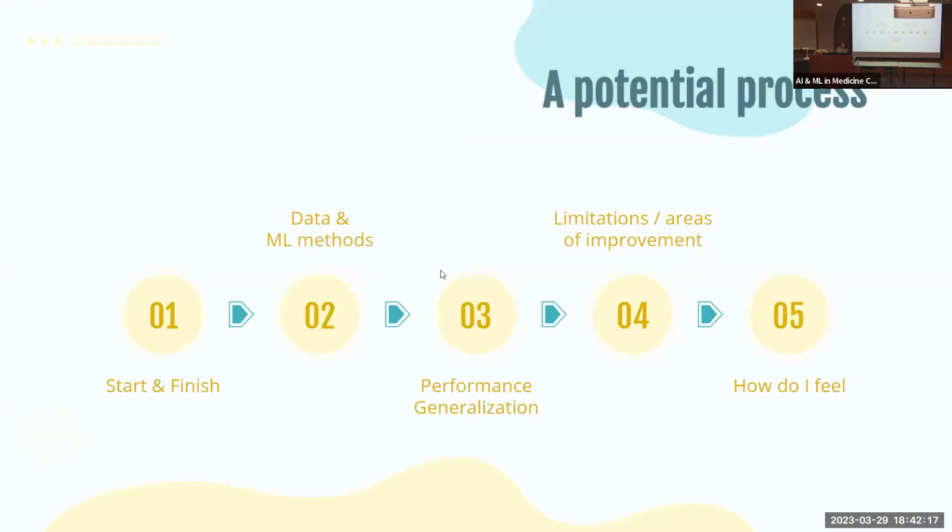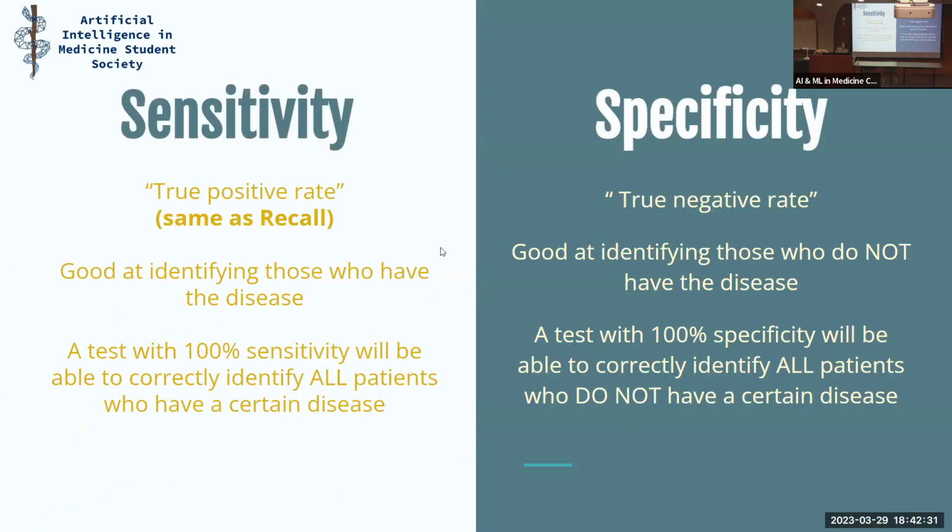There are lots of different performance parameters that can be used in machine learning. The first thing that I want to talk about is the basis of how we look at all of these different performance parameters, which is sensitivity and specificity. Sensitivity is really good at identifying people who have the disease. If you have a model or a test that is 100% sensitive, it's going to catch every single patient with that disease.